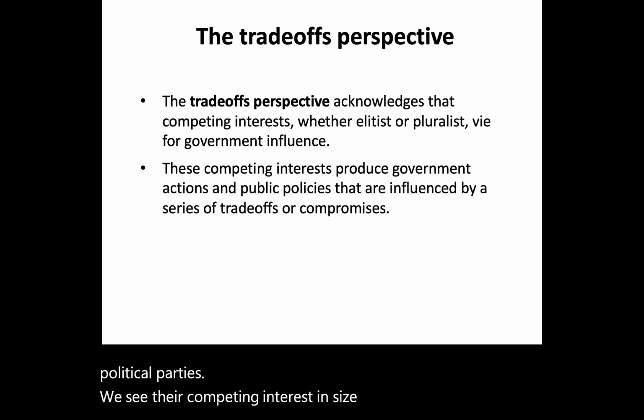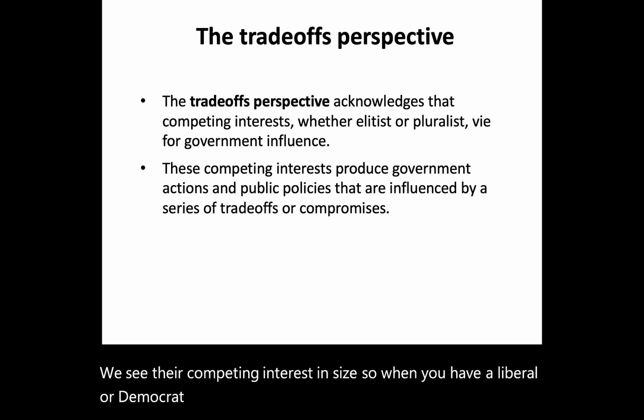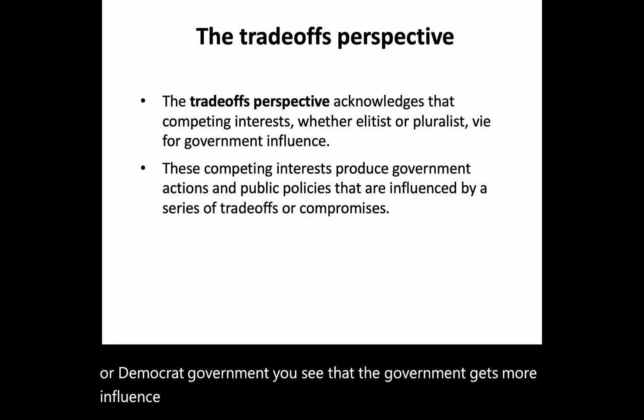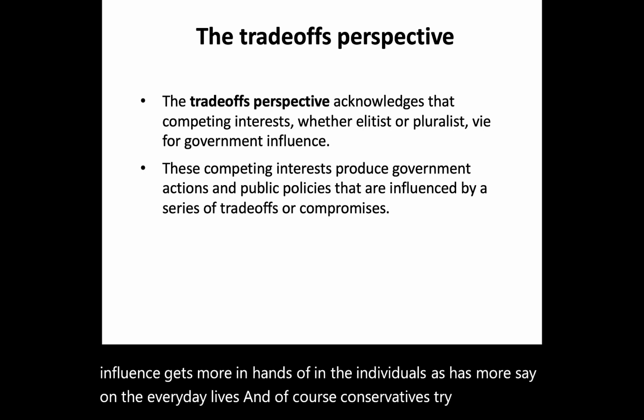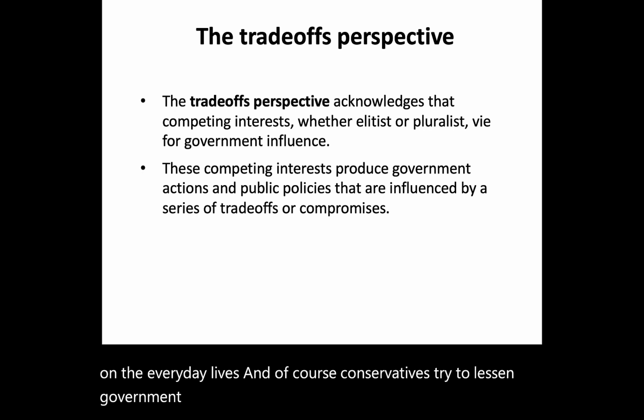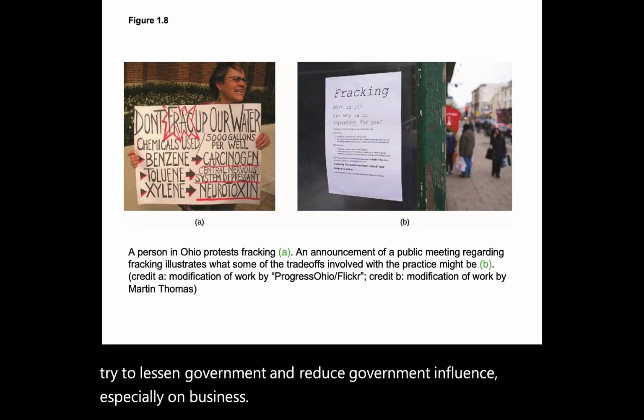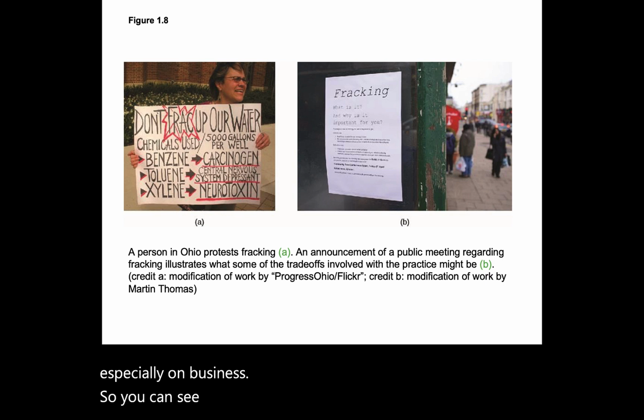So when you have a liberal or a Democrat government, you see that the government gets more influence, gets more in the hands of the individuals, has more say on everyday lives. And of course, conservatives try to lessen government and reduce government influence, especially on business. So you can see here individuals in Ohio protesting fracking, public meetings, of course, trade-offs.